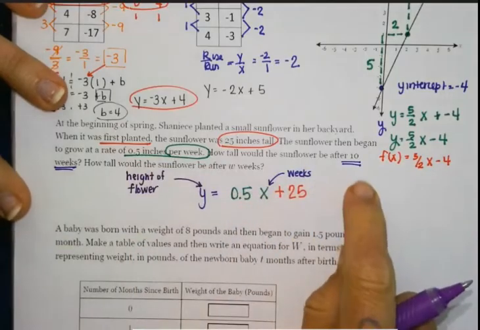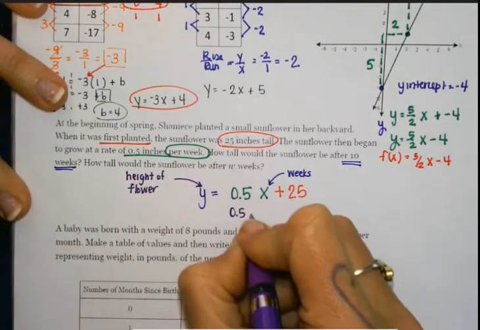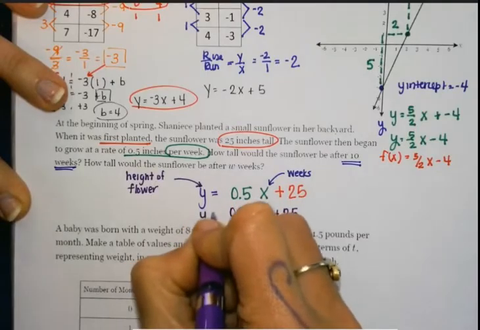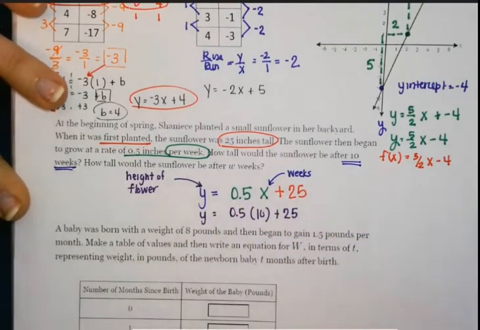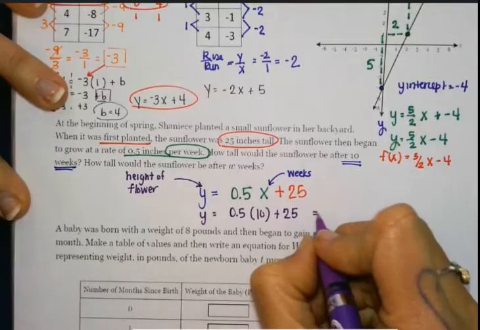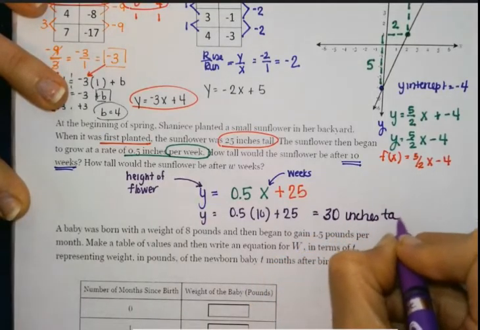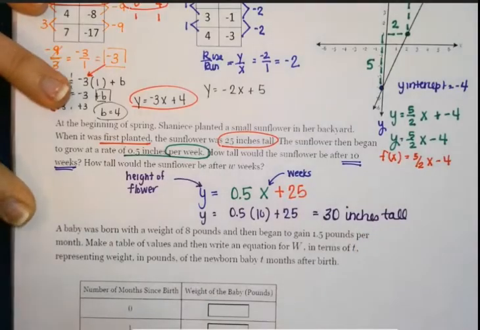So to check this for 10 weeks, we're going to do 0.5 times 10 plus 25, which should give us 30. So 30 inches tall. The flower is 30 inches tall.